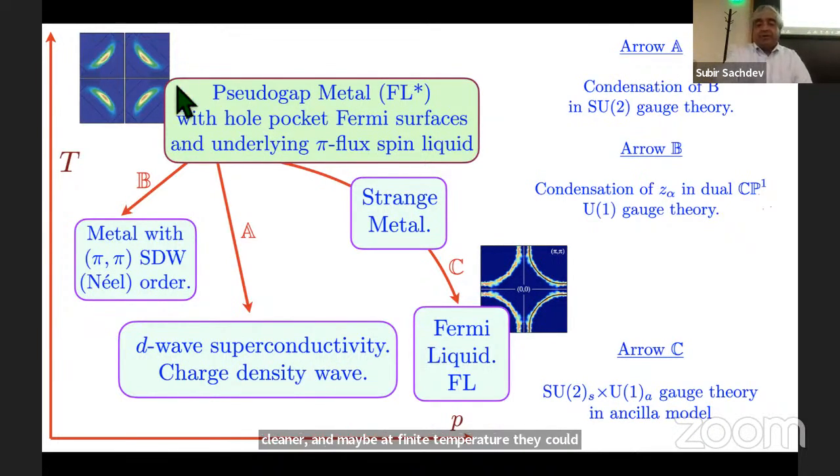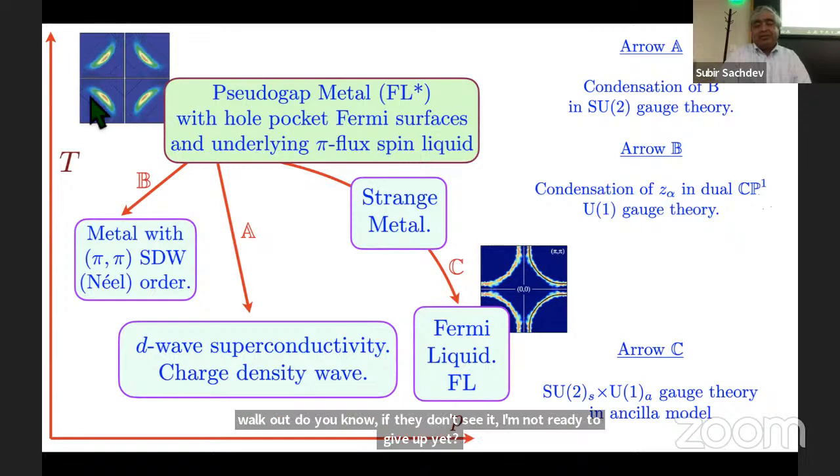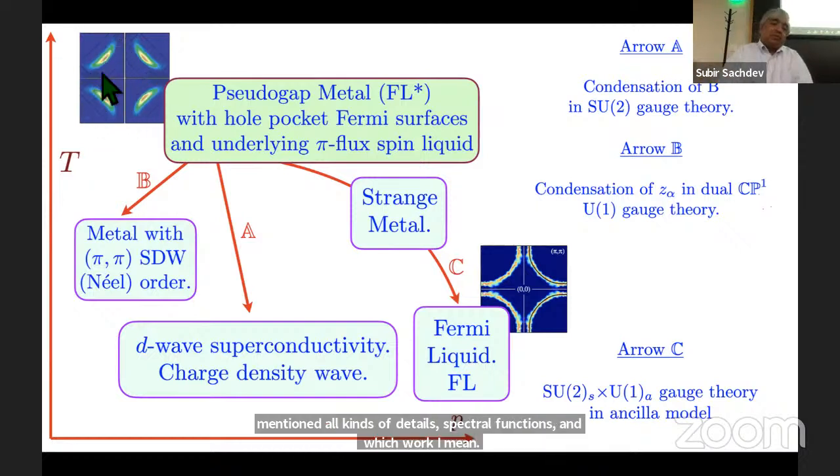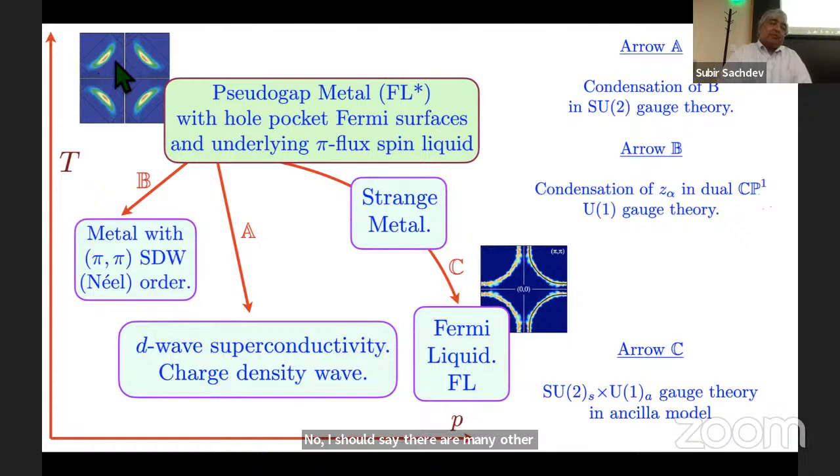We have, however, in the previous paper, I mentioned all kinds of detailed spectral functions which work. Now I should say there are many other proposals, especially the so-called YRZ theory. That has basically the same Green's functions and that works. But what the YRZ theory doesn't have is the spin liquid. So in the YRZ theory, you couldn't do everything we did today. You couldn't do it with that because it's a bit cavalier with treating the full Luttinger theorem properly, in my opinion.